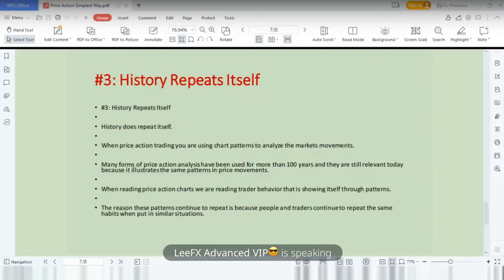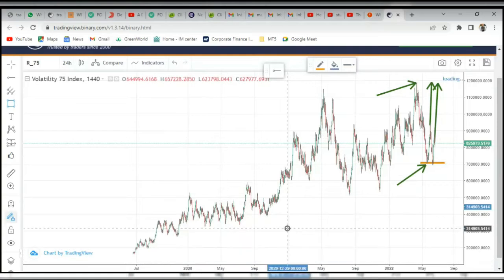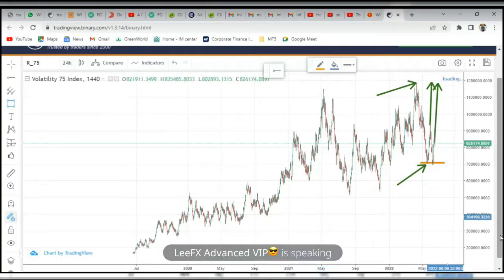When you master this, then you have no issues when it comes to making profit. You'll be making profit like crazy, like no man's business. You'll not be affected by FOMO, fear of missing out, because you say that history will repeat. So let me just show you. Let me just try to zoom in.